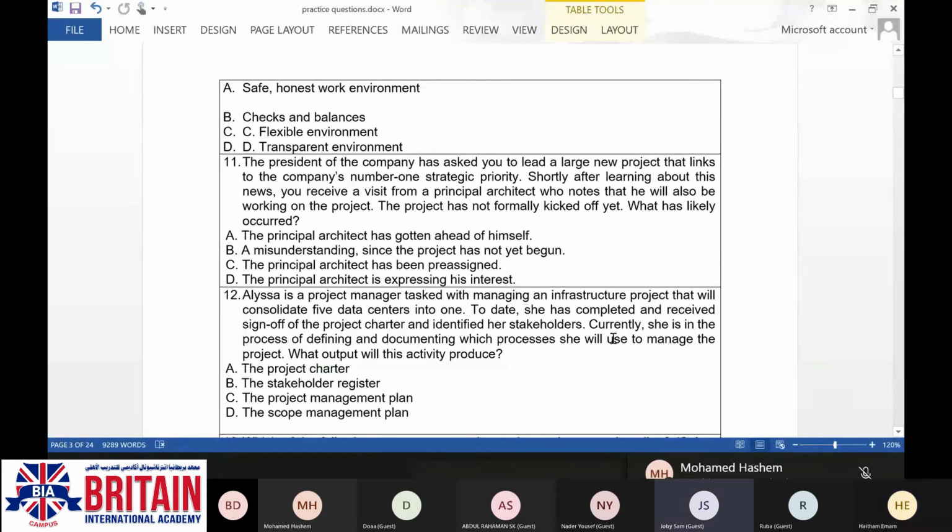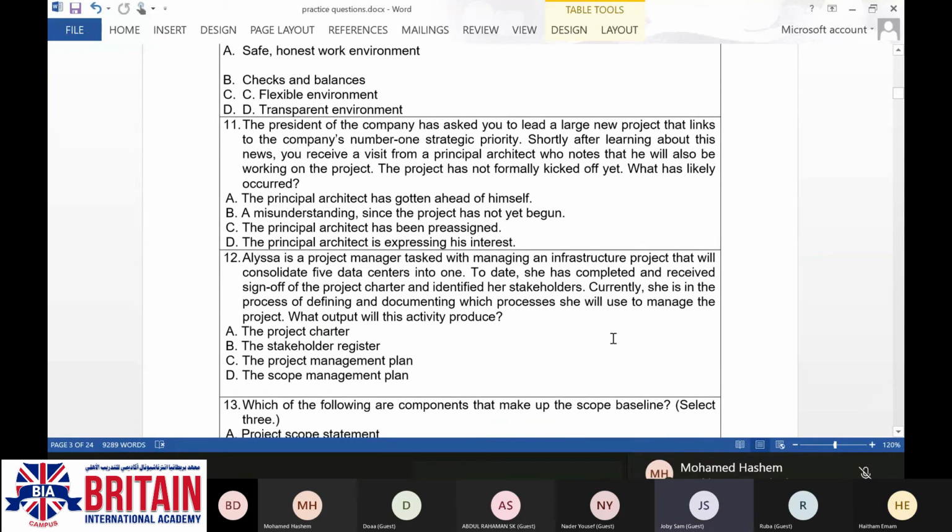Alisa is a project manager tasked with managing an infrastructure project that will consolidate 5 data centers into one. To date, she has completed and received sign off of the project charter and identified her stakeholders. Currently, she is in the process of defining and documenting which processes she will use to manage the project. What output will this activity produce?